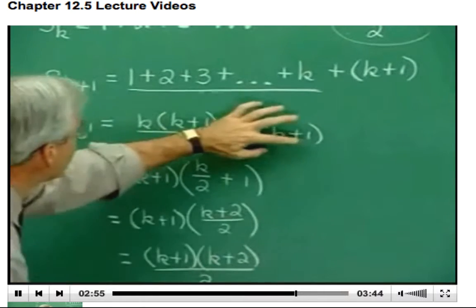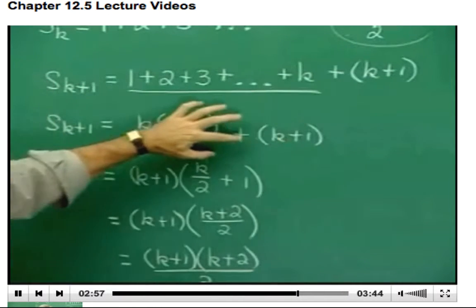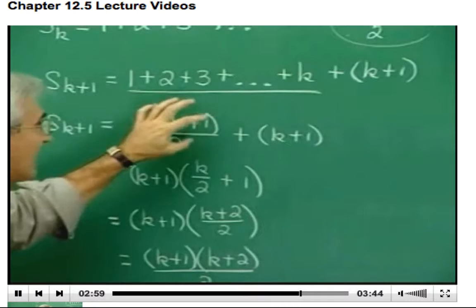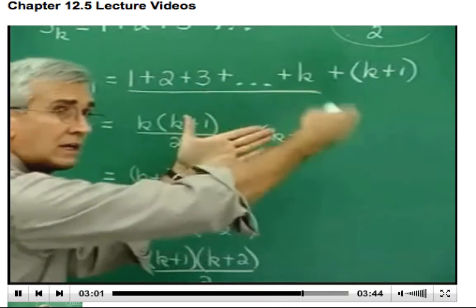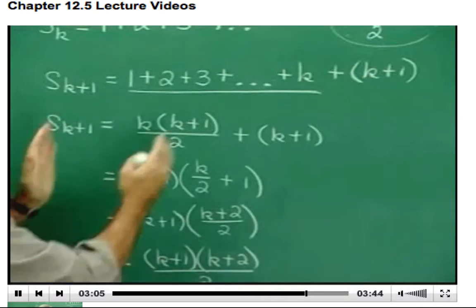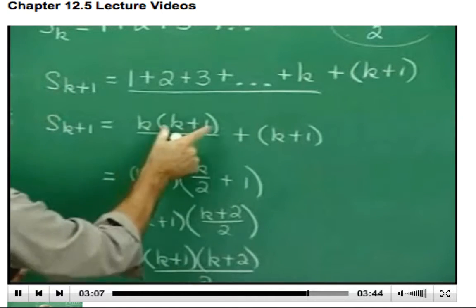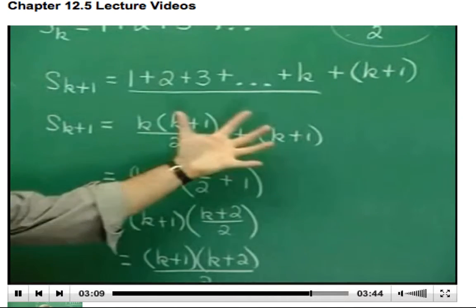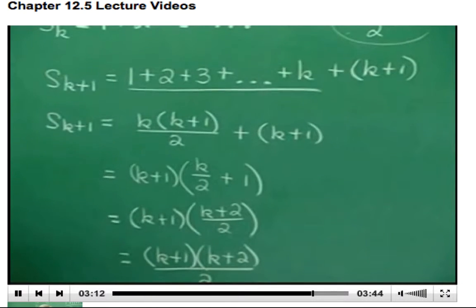Now we want to manipulate this expression into the form that we want. That form was k plus 1 times k plus 2 over 2. Okay, let's see if we can do that. We see that in these two terms, k plus 1 is a common factor. So we pull out k plus 1 as a common factor.